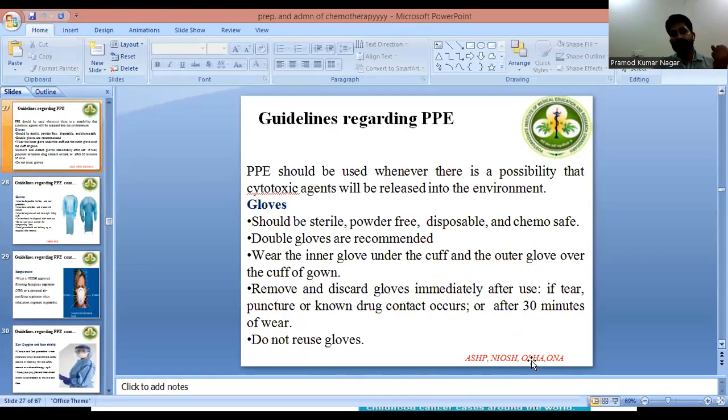Gloves should be sterile, powder-free, disposable, and chemo-safe. Double gloves are recommended. Wear the inner gloves under the cuff and the outer gloves over the cuff of the gown. Remove and discard gloves immediately after use. If torn or punctured, discard the old gloves and replace them with new gloves.